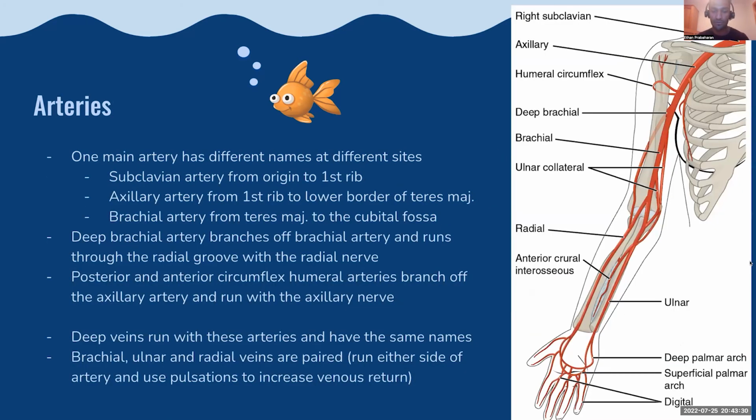Okay, so that's nerves. Now we'll talk about arteries. So there's a bunch of arteries, and it can be easy to go into too much detail, but think about the main arteries, and there's probably only 5 or so that you need to know in the whole arm. And it's often one artery that has different names at different sites. So it starts off as the subclavian artery when it goes under the first rib. Okay, so sorry, the subclavian artery branches off from the brachiocephalic trunk on the right, which we'll talk about later. But the part until the first rib is called the subclavian artery.